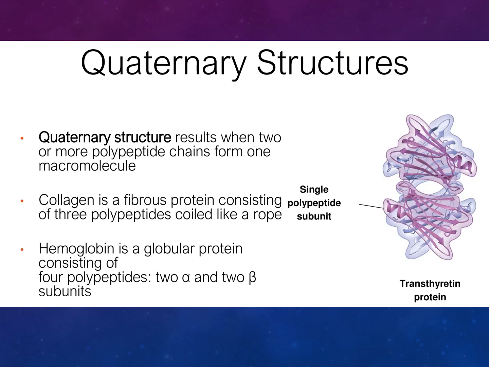Quaternary structure results when two or more polypeptide chains form one macromolecule. Collagen is a fibrous protein consisting of 3 polypeptides coiled like a rope. Hemoglobin is a globular protein consisting of 4 polypeptides, 2 alpha and 2 beta subunits.